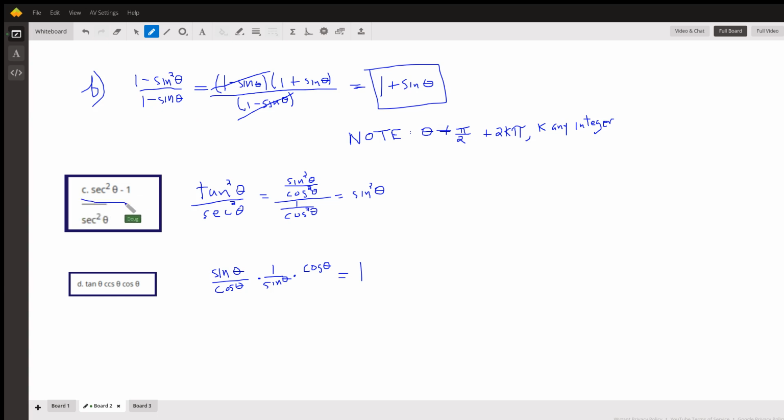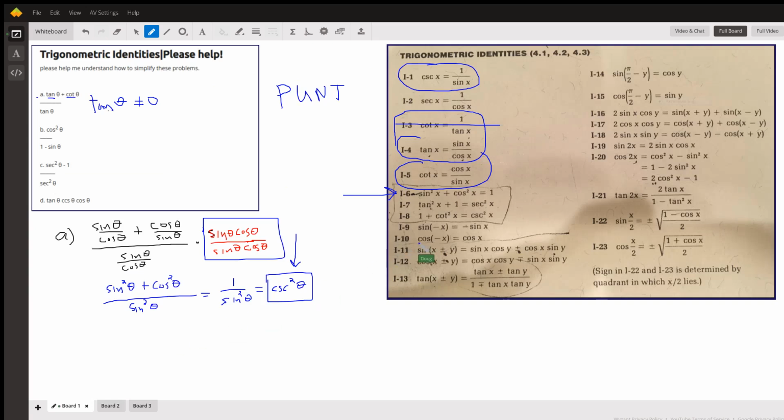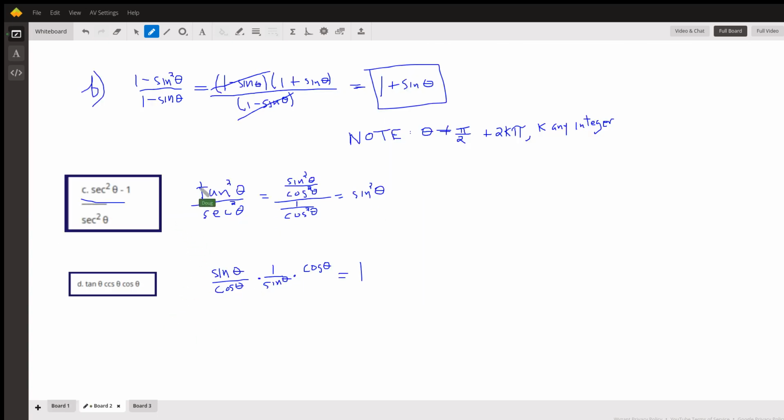Part C. Secant squared minus 1 is the same as tangent squared. If I go back to board 1, that really is identity 7 written in a different way. Secant squared minus 1 is the same as tangent squared. So that's what I replaced here. Secant squared, and now I decided to punt because I'm not sure what to do.